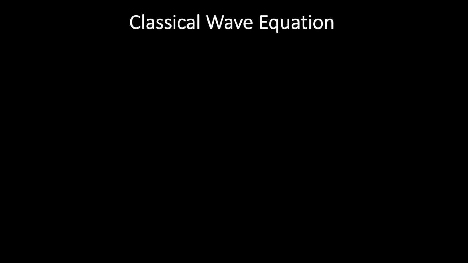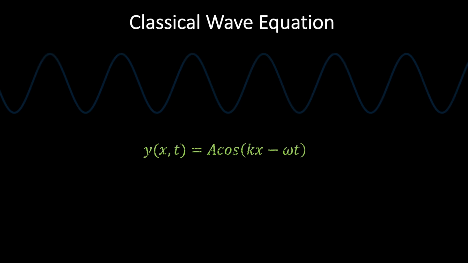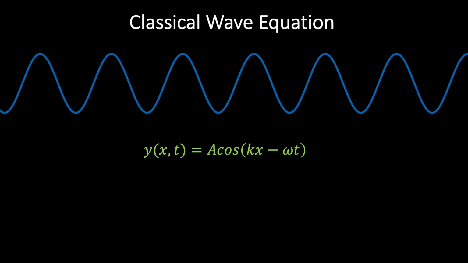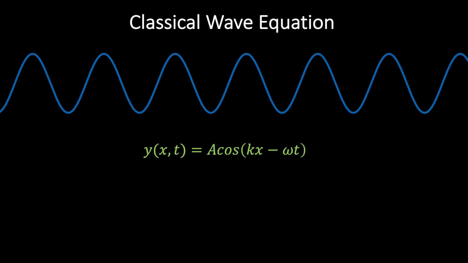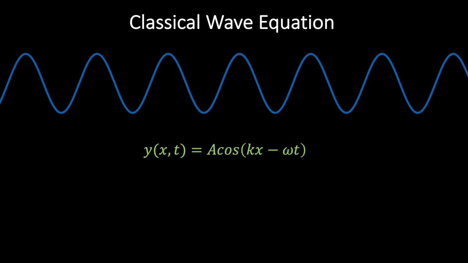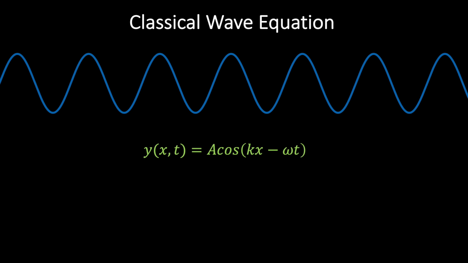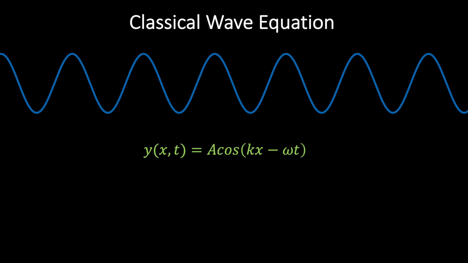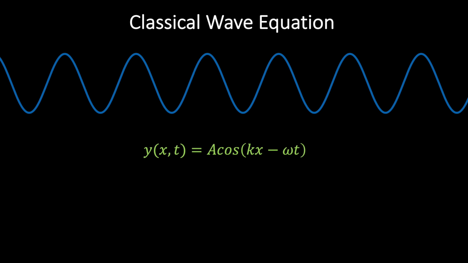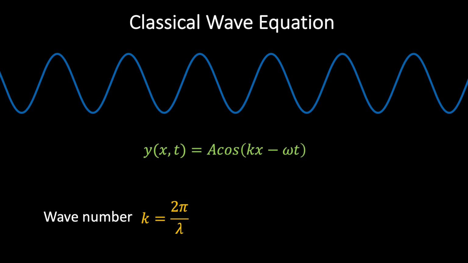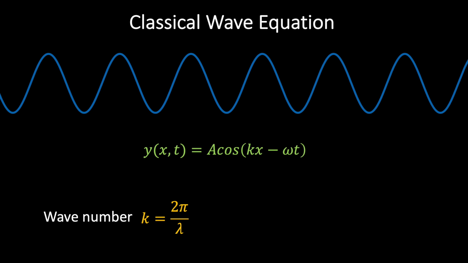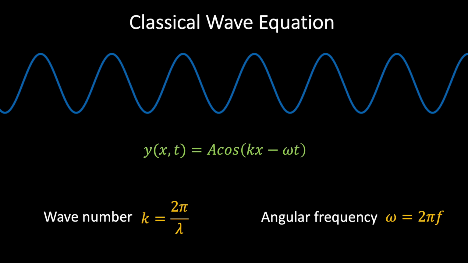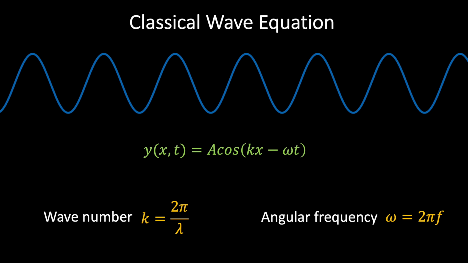We will begin our investigation with a simple review of the properties of classical waves. A simple progressive wave which is moving towards the right can be described using a cosine function, where y of x, t is the displacement at position x and time t, and A is the amplitude or maximum displacement of the wave. In this expression, we have defined the wave number k as 2π over λ, where λ is the wavelength, and we've also defined the angular frequency ω as 2πf, where f is the frequency of oscillation or vibration of the wave.